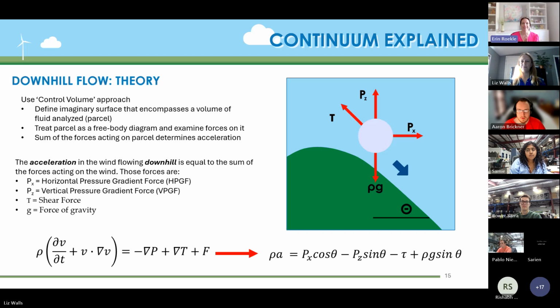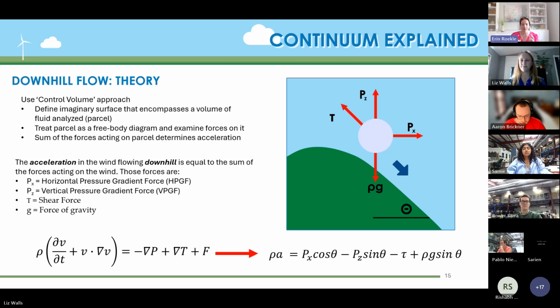So with that kind of background of knowing the Navier-Stokes, kind of the F equals ma, just broken up into more terms, we are going to start looking specifically at the downhill flow and all the things that are going into it. We're going to use a control volume approach. So we're basically going to say, I have a blob of air, a parcel of air, and it's at a higher elevation. It's going to start moving downhill.